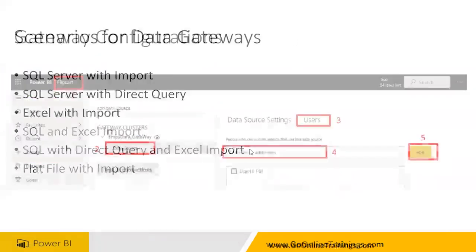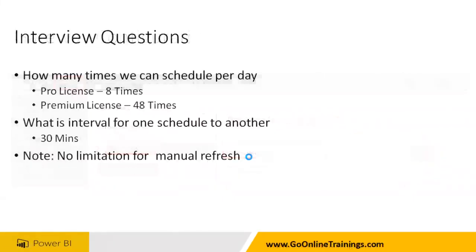This is a very, very important one. You have to practice all these things. How many times can we schedule per day? Pro license means 8 times only. Premium license means 48 times. What is the interval from one schedule to another? Minimum 30 minutes. No limitation for the manual refresh. Clear? Direct query does not have any refresh because you don't have any data. Refresh means whatever data got modified, you're going to get it into the RAM. But since you don't have any data in direct query, there is no refresh option.